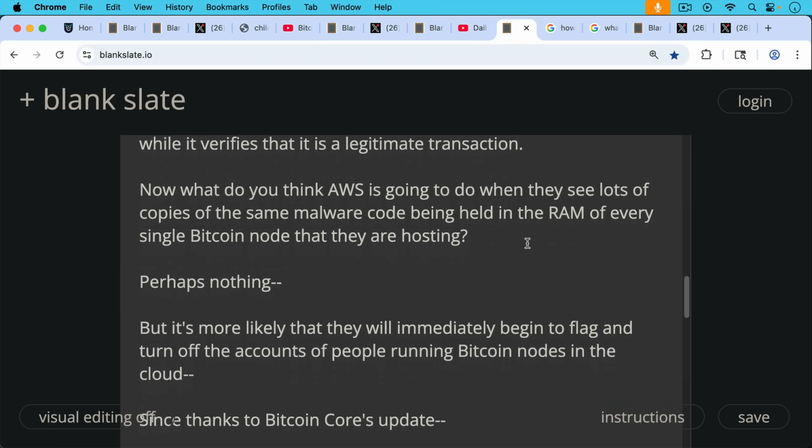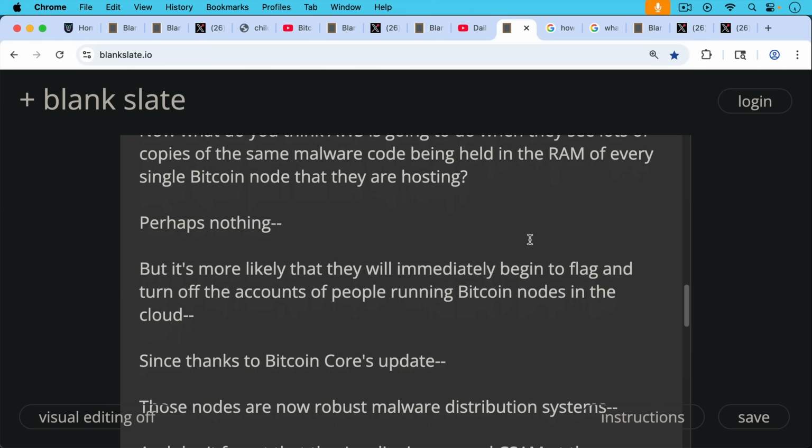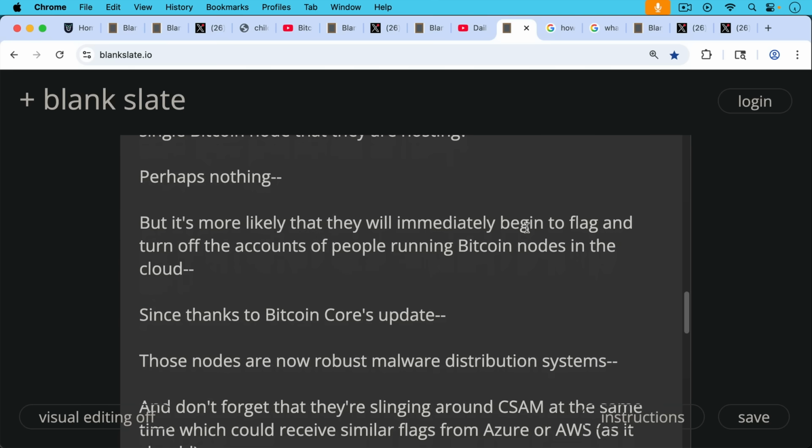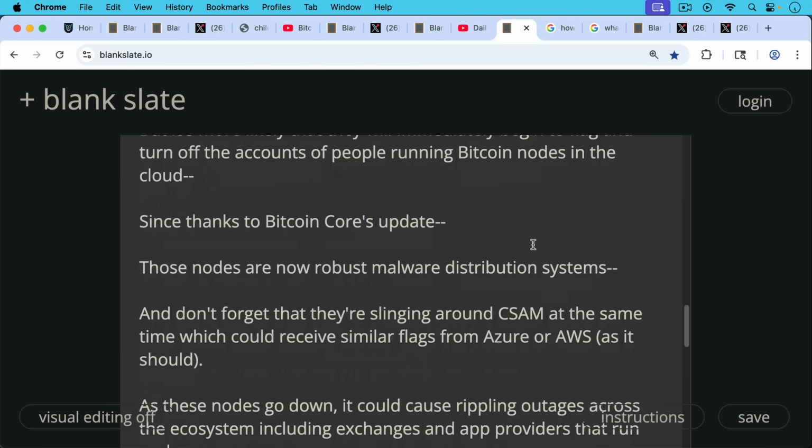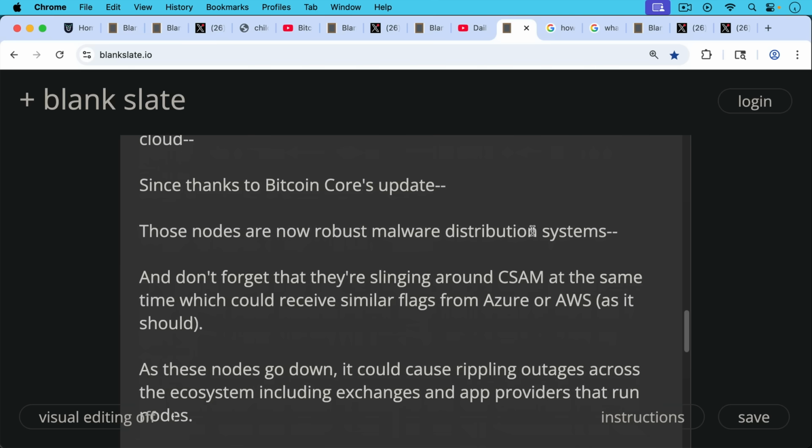Perhaps nothing, but I think it's more likely that they'll immediately begin to flag and turn off the accounts of people running Bitcoin nodes in the cloud, since thanks to Bitcoin Core's update, Bitcoin Core 30 software, those nodes are now robust malware distribution systems. And don't forget that they're slinging around CSAM at the same time, which could receive similar flags from Azure or AWS, as it probably should because of the kind of material it is.